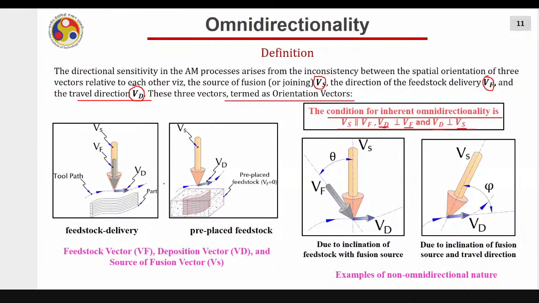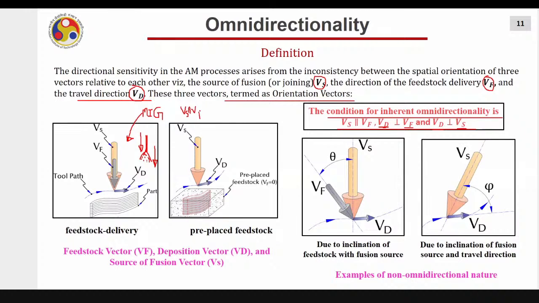Fine. Let me just consider one case. This is a case of MIG welding based process. What happens in the case of MIG welding? The wire comes vertically. The heat source, or the arc, is also generated by the wire itself. Hence, the direction of the arc is vertically downward, and the wire feeding direction is also parallel to that. Correct. In that case, I can say Vs is parallel to Vf.